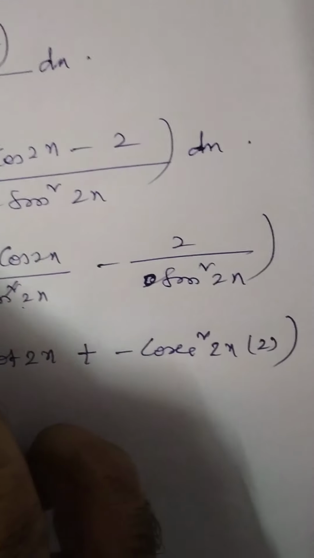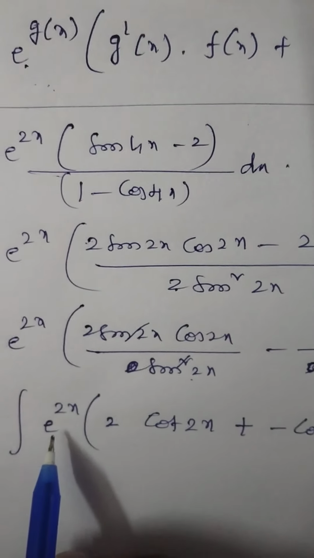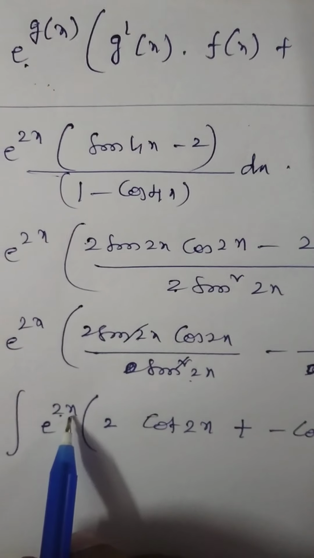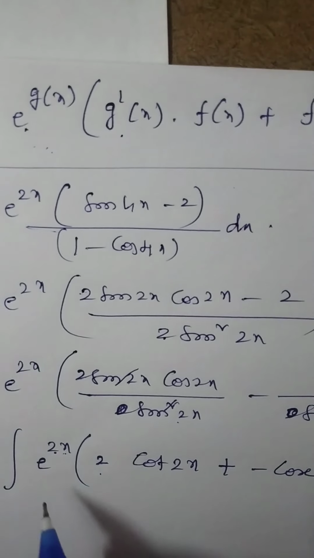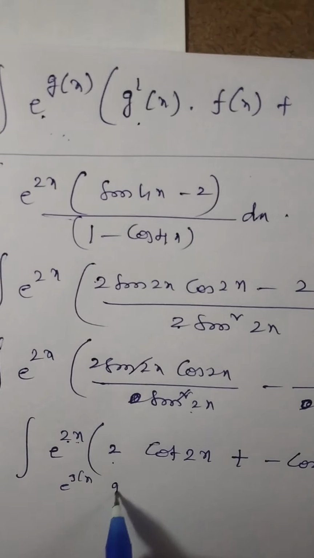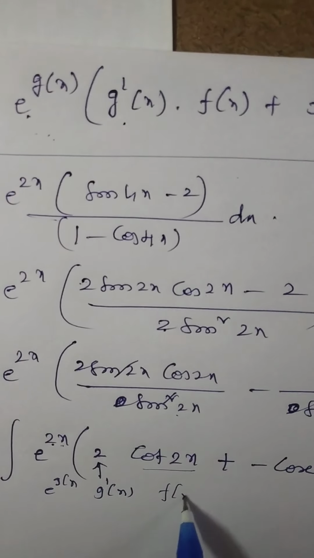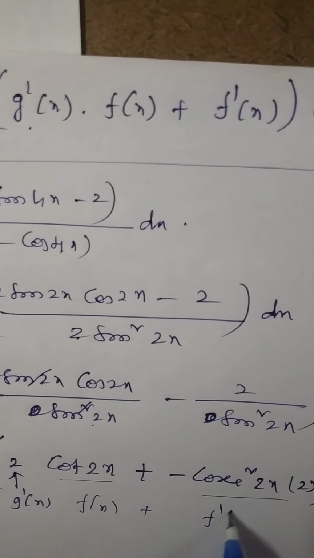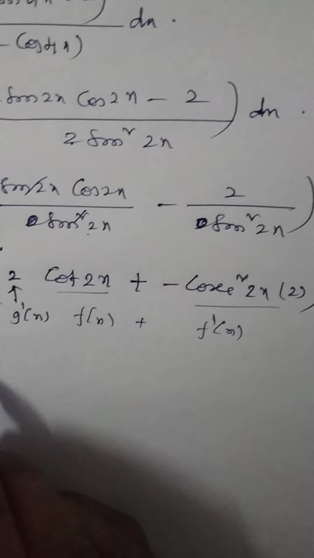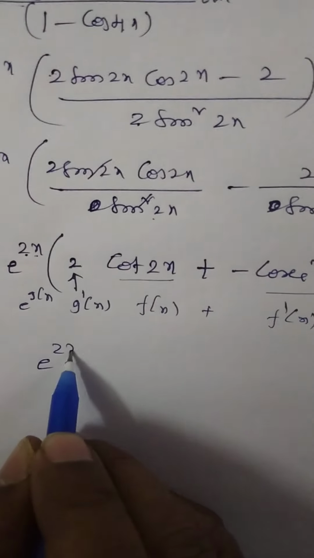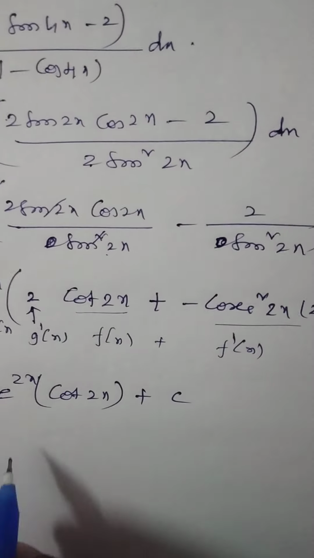Now observe this formula, e power g of x. So what is the value of g of x? g of x is equal to 2x. What is the derivative of 2x here? 2. So g dash of x, 2, we are getting here or not? So it is e power g of x into g dash of x, which is 2 here. Next, this is f of x plus this is f dash of x completely. So according to that formula, the answer is e power g of x, that is e power 2x, into f of x, that is cot 2x, plus c.